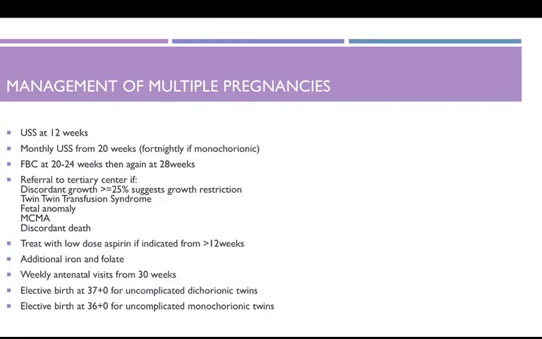Okay, so management of multiple pregnancies. You have the ultrasound scan at 12 weeks, which will confirm multiple pregnancies. You will then have monthly ultrasound scans from 20 weeks. This will be fortnightly if the twins are monochorionic, because there's an increased risk of complications in monochorionic twins.